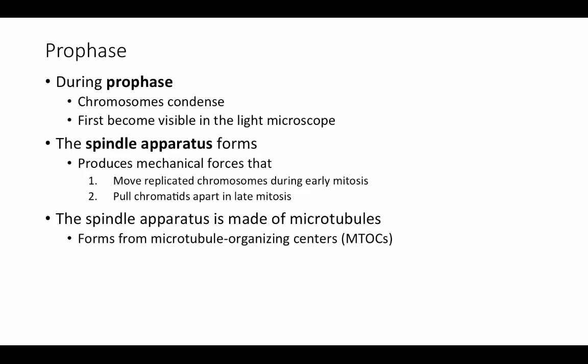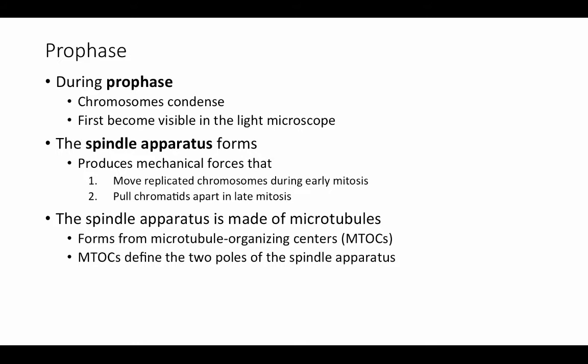So as we saw when we learned first about microtubules and the cytoskeleton, they're going to form from something called a microtubule organizing center, or MTOC. And the microtubule organizing centers are going to define the 2 poles of the spindle apparatus.